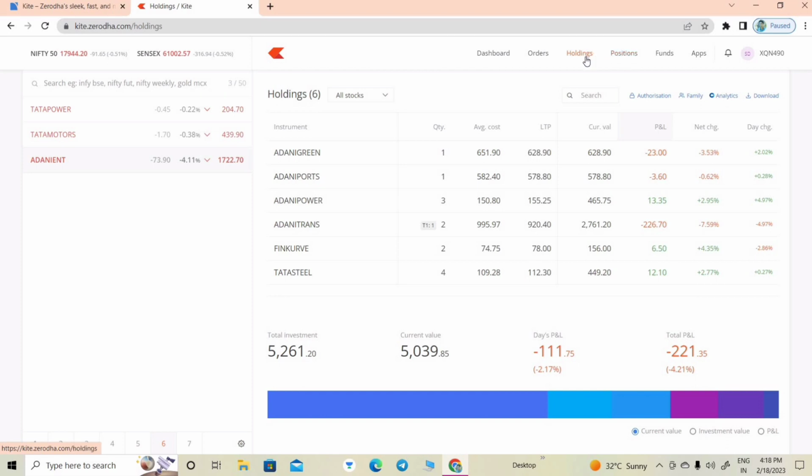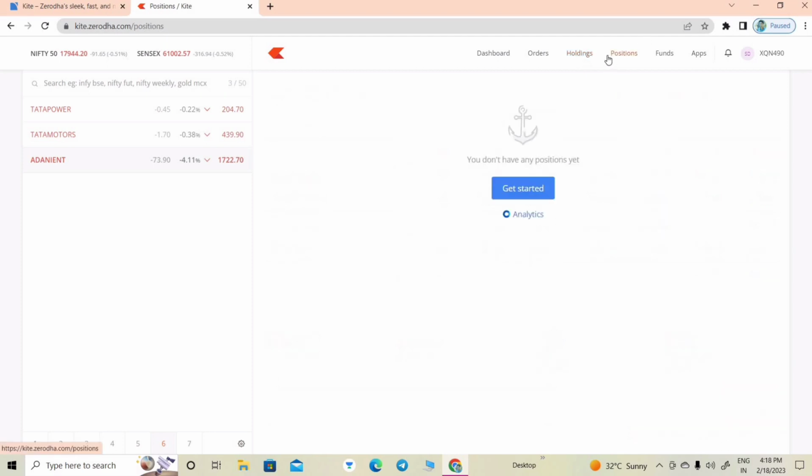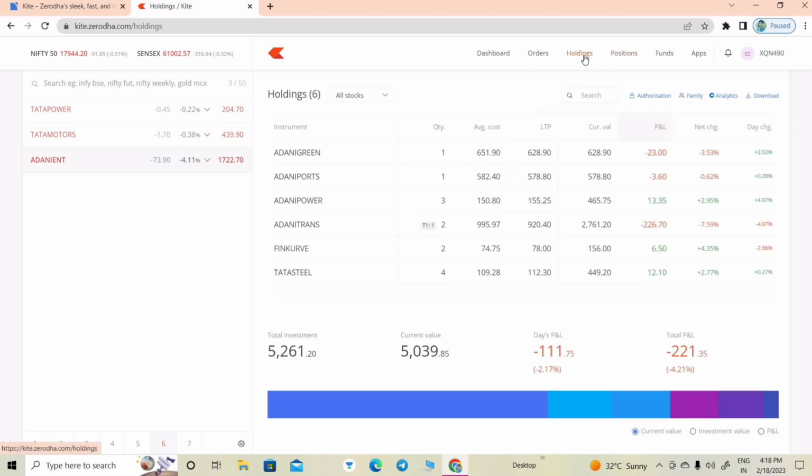When we execute the long time investment, after 1 day it goes to the holding position. That is, when we are executing some buying and selling options, that buying and selling actually goes to the position option during that day. When that day is completed, it moves to the holding position. We can see that different holdings are available.